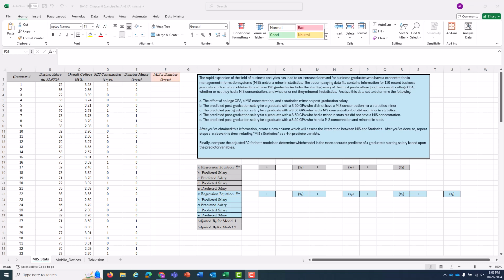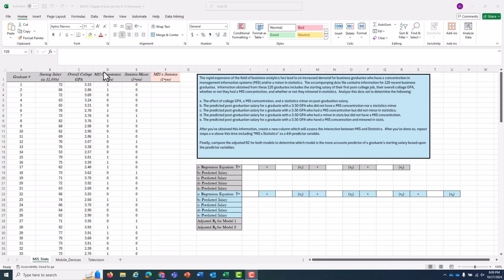In this example problem, we're going to make a regression equation to see how a bunch of different predictor variables related to a person's education can affect their starting salary once they graduate from college. We're going to do this in a two-step process.